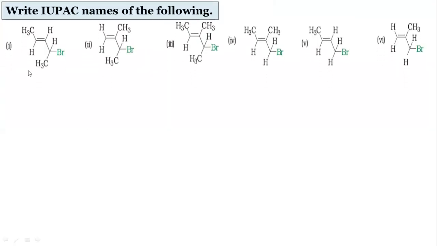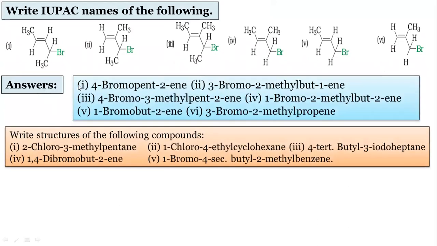This is also given, right? The IUPAC names of the following 1, 2, 3, 4, 5, 6 different structures are given here. So first, do not see the answers. First write the IUPAC names, and for the checking, the answers are also given.